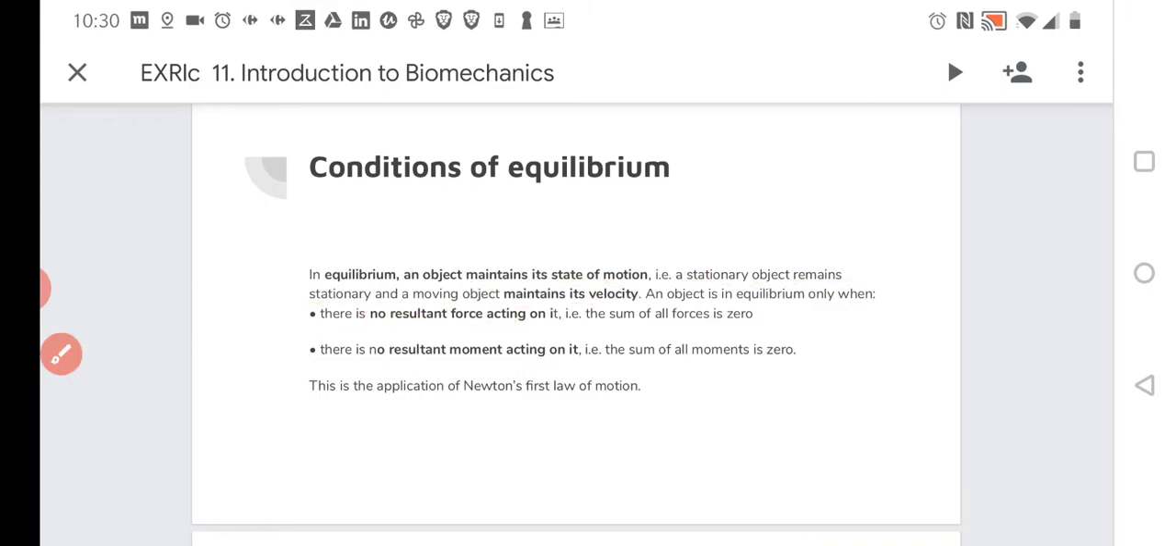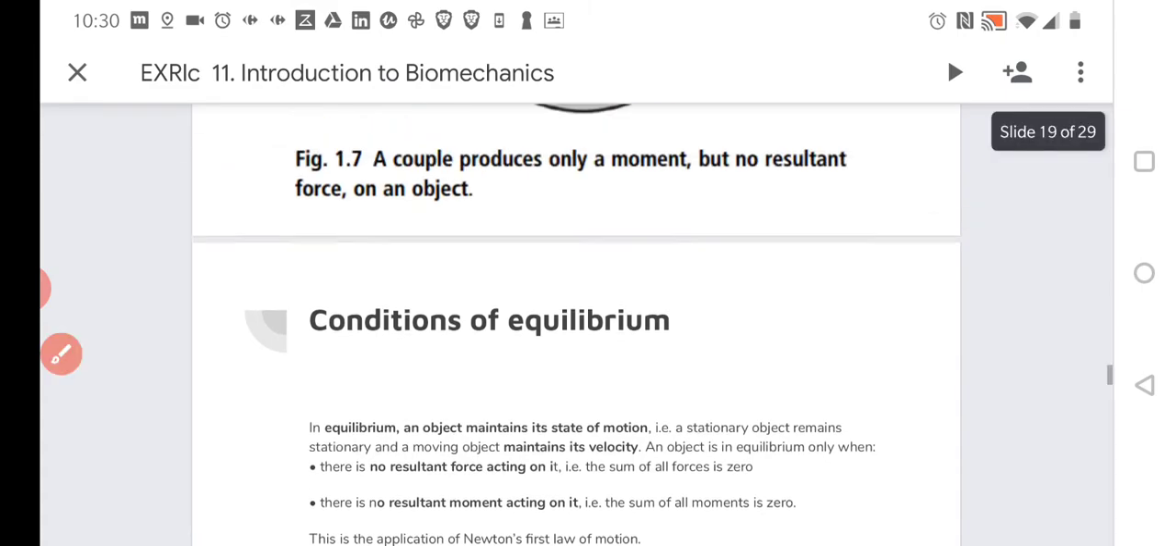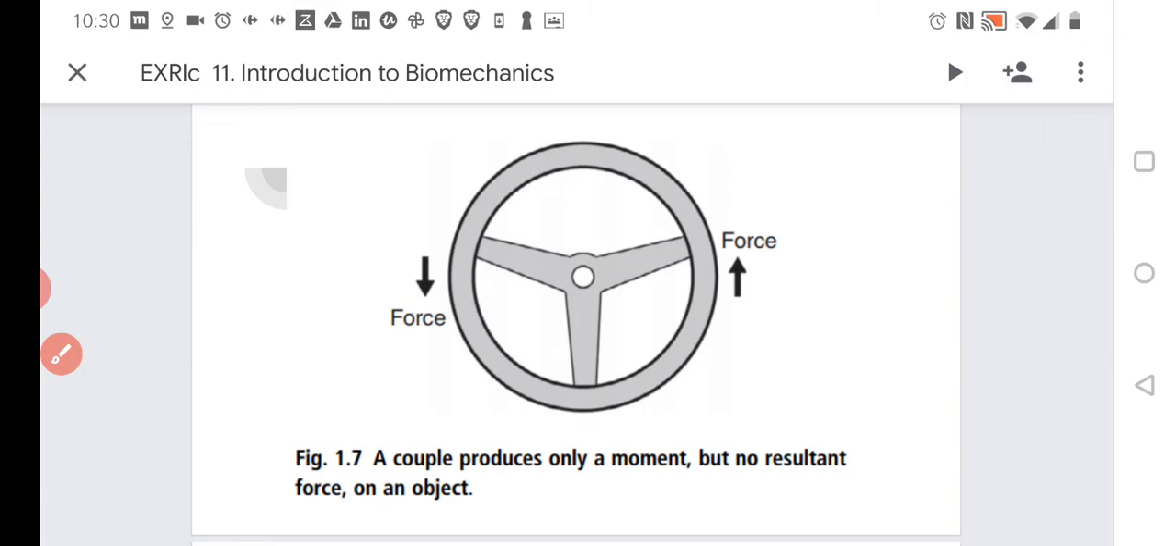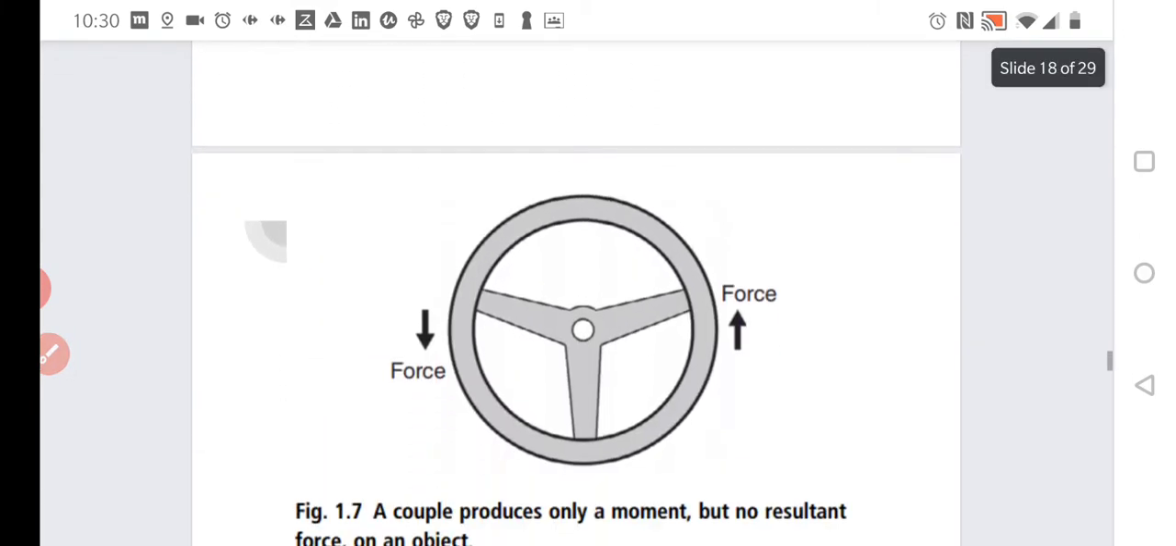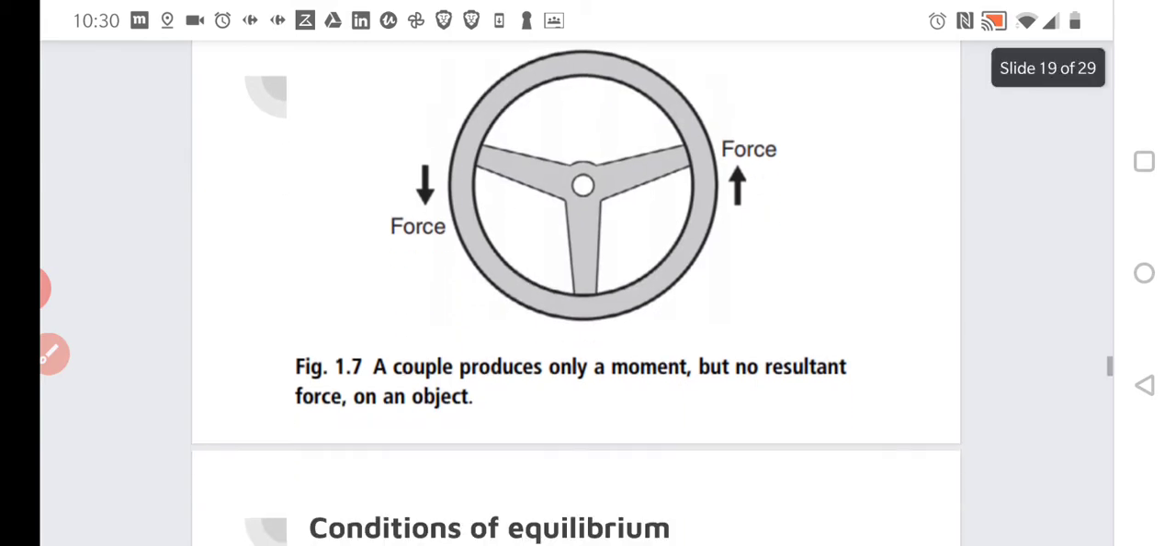So generally, if there is no force, it's easy, yes? It's just that no force can push it, increase its velocity, or change it. In the case of moment, you also learned about this: the couple can create some moment, so although we have two forces that can cancel each other, we have some rotation.